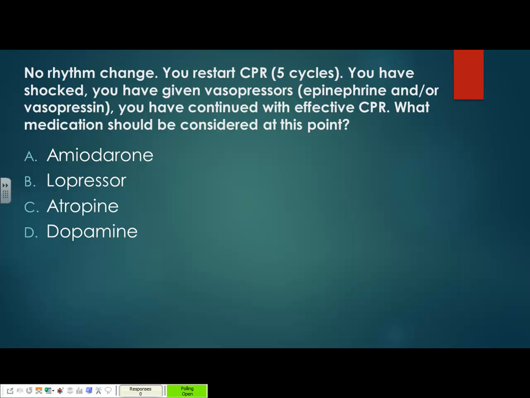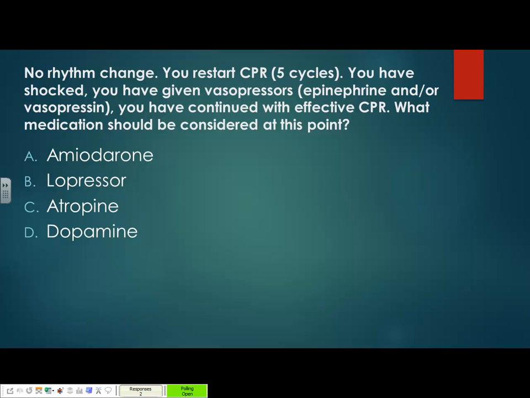Alright, so you've shocked at 200 again, no rhythm change. You restart CPR 5 cycles. You have shocked and you have given vasopressors. You have continued with effective CPR. What medication should be considered at this point? Amiodarone, Lopressor, atropine, or dopamine?